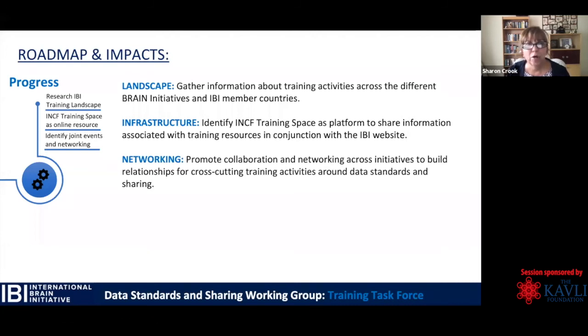So our roadmap so far has focused on gathering information about the different resources that are being created within the different brain initiatives in the IBI member countries and finding out more about their individual training activities, what they're doing to reach out to communities and train them to use the resources that they're developing. We also have identified the INCF training space as a well-designed, widely used platform that is already there and ready to help us share information associated with the training resources that we create in conjunction with the IBI website. And then finally, we've been working on developing some networking activities that promote collaboration across initiatives.